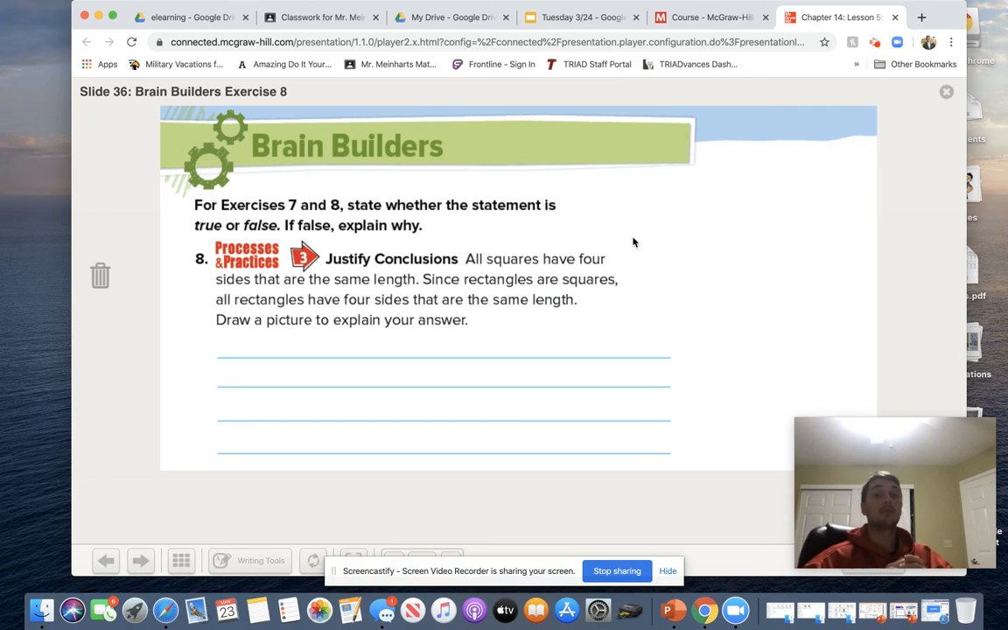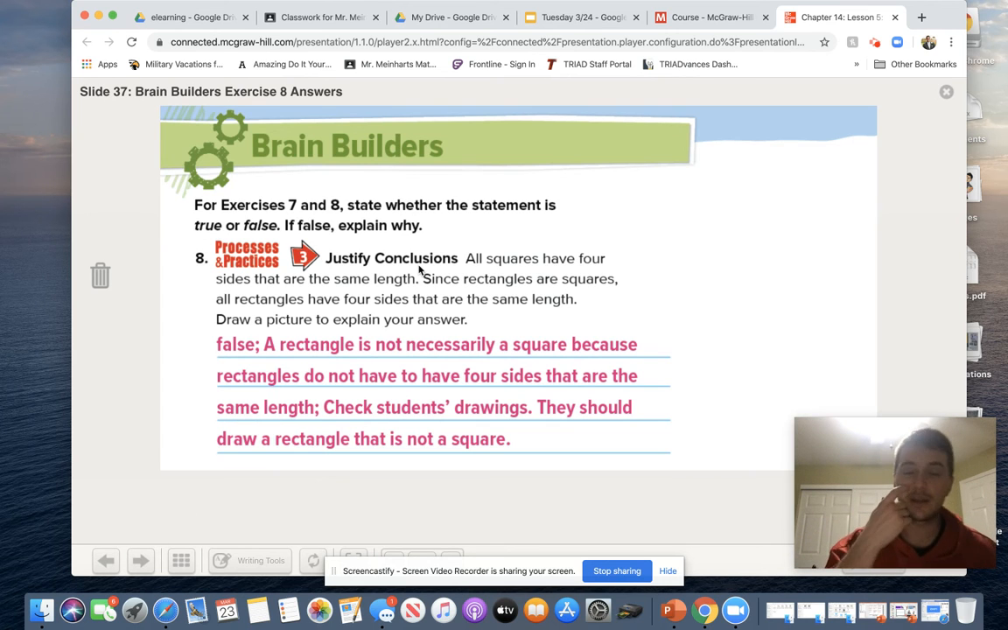Tell me why you think it's false. Tell me why you think it is true. Pause the video, answer the question, then hit next. It's false. A rectangle is not necessarily a square because rectangles do not have 4 sides that are the same length. Okay?